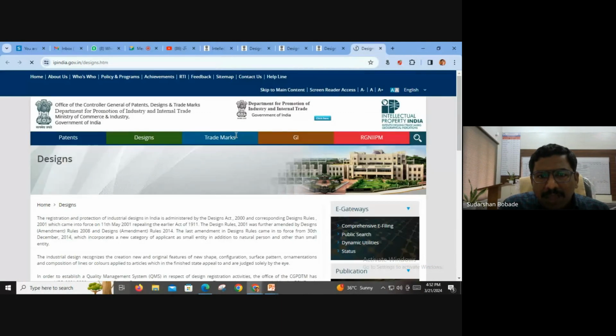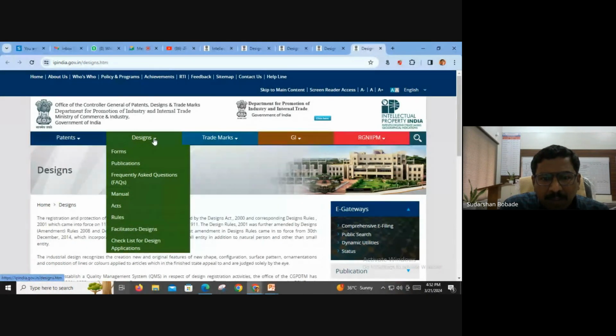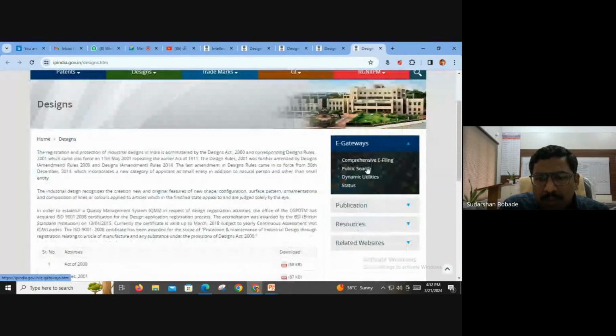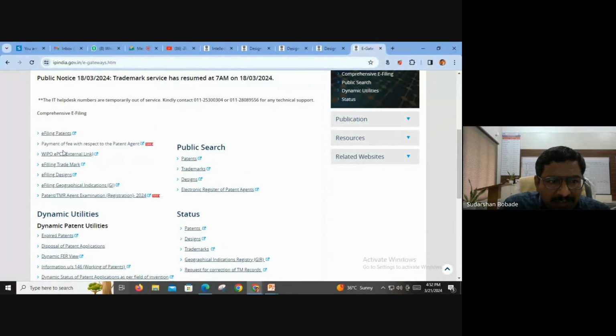Now next one, the IP India designs. Here we can go. Along with the patents, there is a separate tab for the design. When we are going for the comprehensive e-filing, there are various tabs. The very first is e-filing for patents, then payments, WIPO, e-filing trademarks, e-filing design. So my dear friends, for different IPs there is a different portal, for which you need different user IDs and passwords. That means you have to sign up separately for different websites.